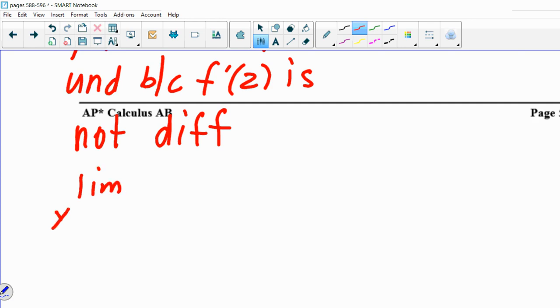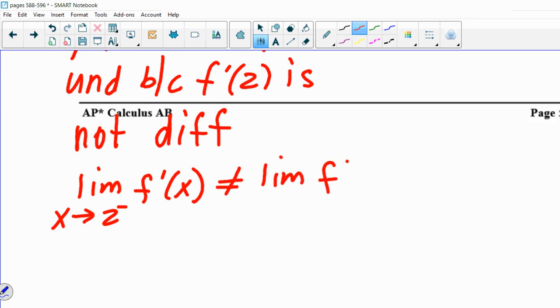The limit as x approaches 2 of f prime of x from the left is not equal to the limit of f prime of x as x approaches 2 from the right.